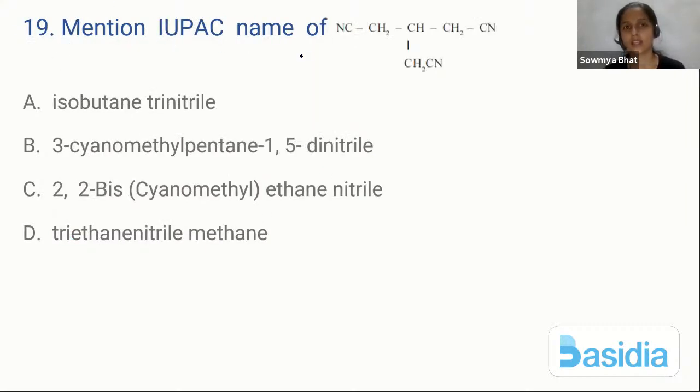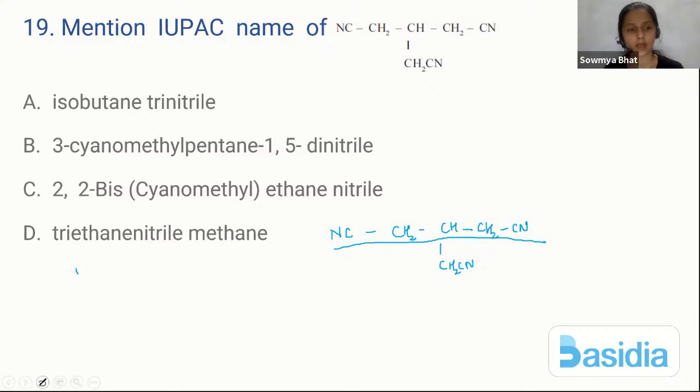Mention the IUPAC name of the next compound, which we have here. I'm going to rewrite the compound now. I'm just checking if anyone has the answer. NC-CH2-CH-CH2-CN, with CH2CN on the middle carbon. You can go either way, from down to top or from one side to the other. Somewhere you have to leave CH2CN, that's for sure. So let's consider this as my main chain.